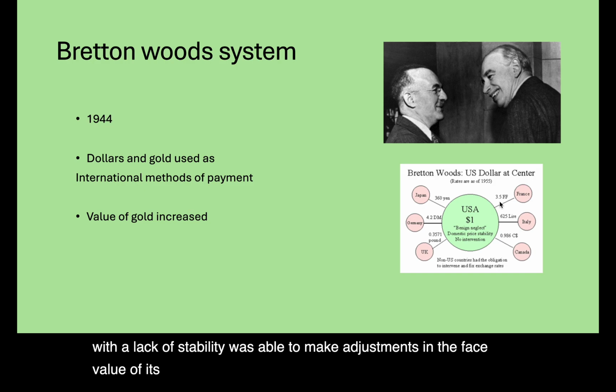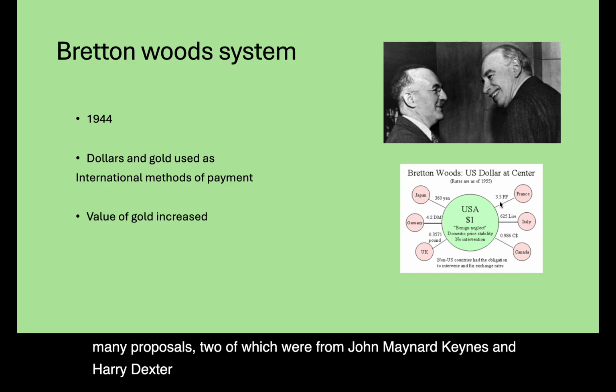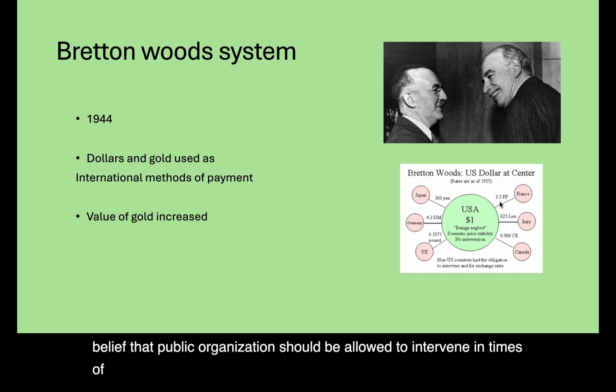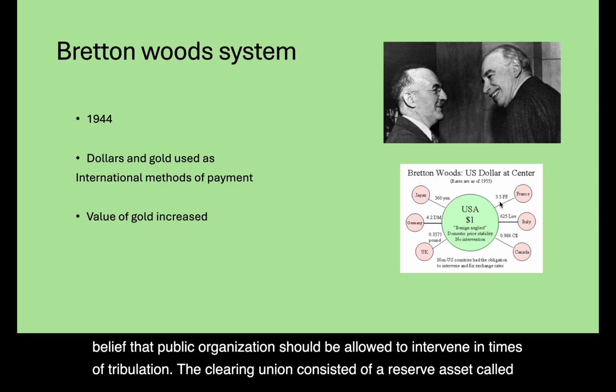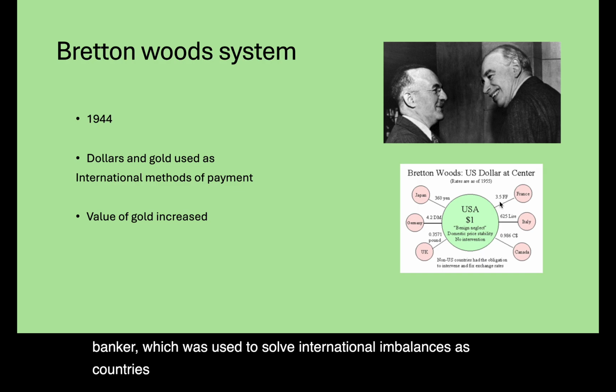During the Bretton Woods system, there were many proposals, two of which were from John Maynard Keynes and Harry Dexter White. John Keynes created a clearing union with the belief that public organizations should be allowed to intervene in times of tribulation. The clearing union consisted of a reserve asset called banker, which was used to solve international imbalances, as countries could obtain banker by withdrawing funds through the clearing union.